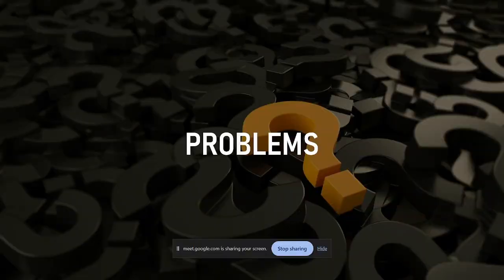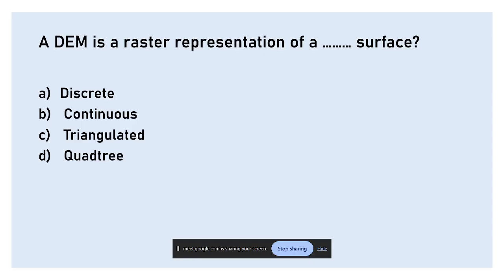This brings us to the problem part. This is the first question. A DEM, which is a digital elevation model, is a raster representation of what kind of surface? We have the options discrete, continuous, triangulated, and quadri. This is from the week 9 assignments. I've straight away taken the questions because the solutions are already out, and I think you have already submitted it also.